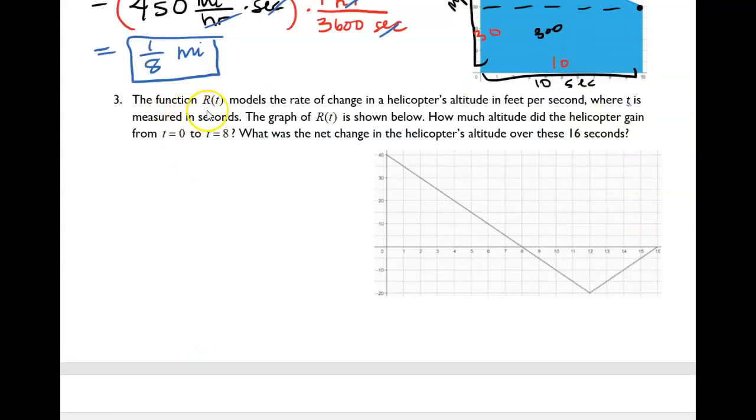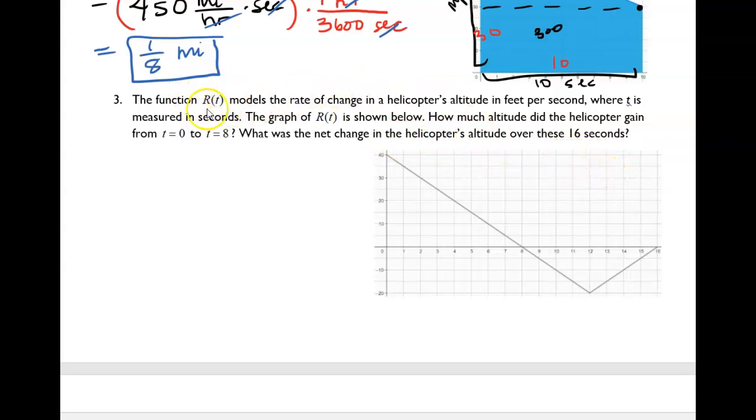And number 3, it tells us that R of t models the rate of change in a helicopter's altitude, that's its height, in feet per second, where t is measured in seconds. Here's our graph of R of t. We want to know how much altitude the helicopter gained from 0 to 8. And then we'll also find the net change in the helicopter's altitude over these 16 seconds.